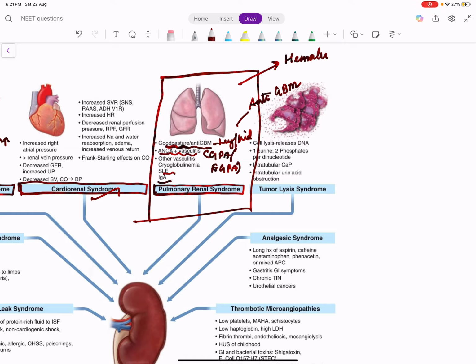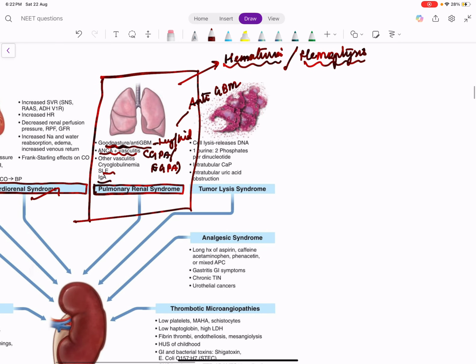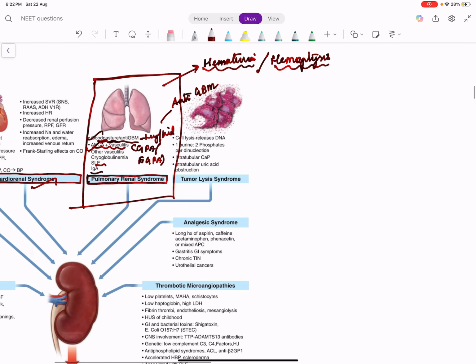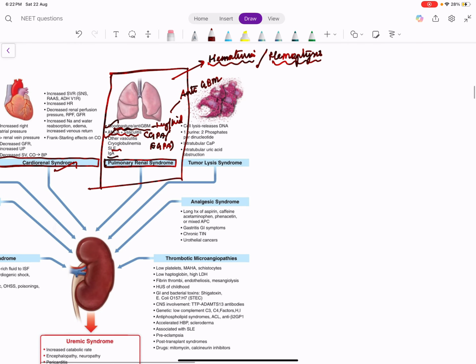Just remember, in glomerulonephritis, there will be hematuria, bleeding from the kidney. If lung blood vessels are affected, there will be hemoptysis. So if there is hemoptysis plus hematuria, think of a pulmonary renal syndrome, either Goodpasture or Wegener's or Churg-Strauss or microscopic polyangiitis. Tumor lysis syndrome we discussed, where the increased uric acid deposits in the kidney.